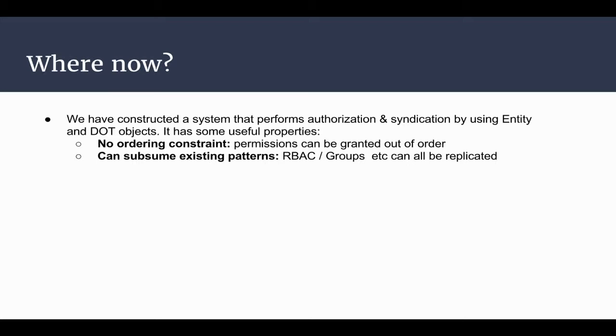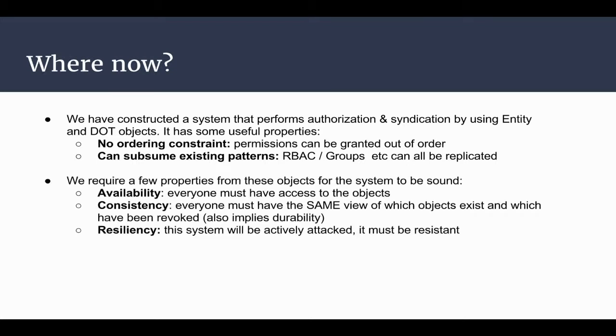You have the ability to repair permissions when things become expired without having to redelegate the whole chain. You have the ability to deploy devices and commission their keys before the higher level entities are granted permissions, and so on. We also have a system that can subsume existing authorization patterns. So we can perform role-based authentication with this, we can perform group-based authentication with this. But the system is not yet actually functional.